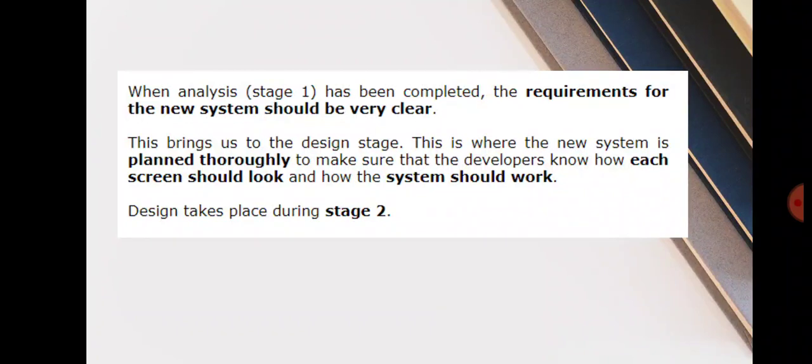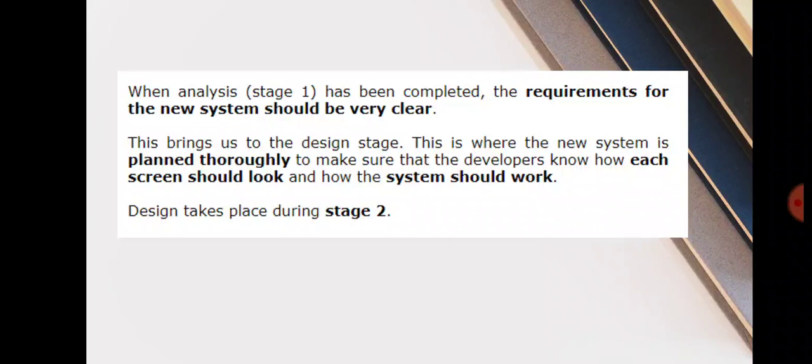When analysis, that is stage 1, has been completed, the requirements for the new system should be very clear. As we have learned earlier, the output of one stage would be the input of the second stage. This brings us to the design stage. This is where the new system is planned thoroughly to make sure that the developers know how each screen should look and how the system should work. So design will take place during the second stage.